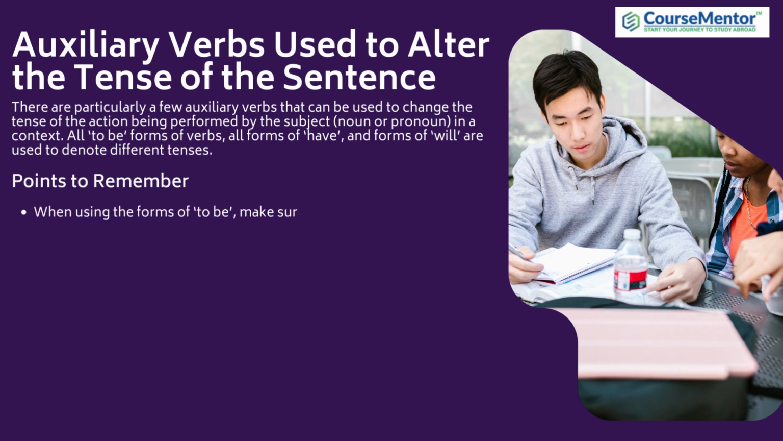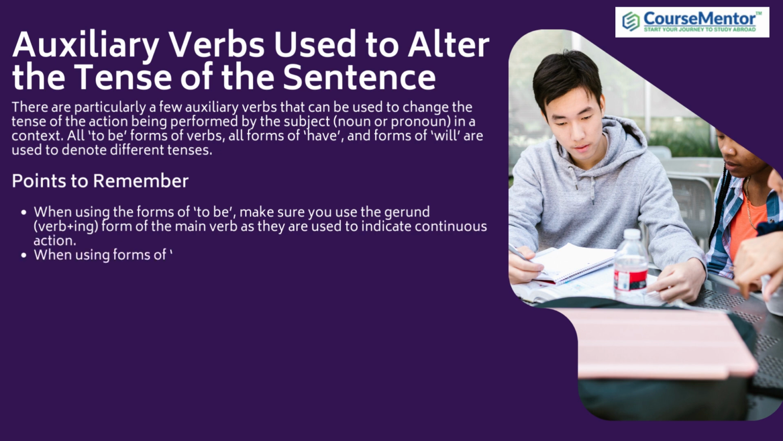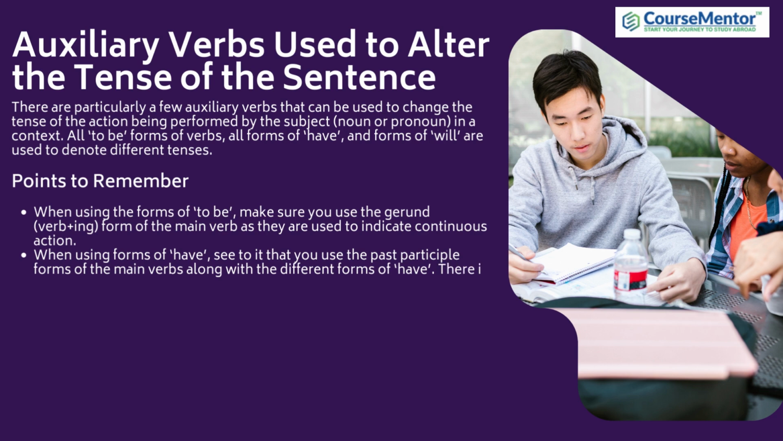Points to remember. When using the forms of to be, make sure you use the gerund, verb plus ing, form of the main verb as they are used to indicate continuous action. When using forms of have, see to it that you use the past participle forms of the main verbs along with the different forms of have.